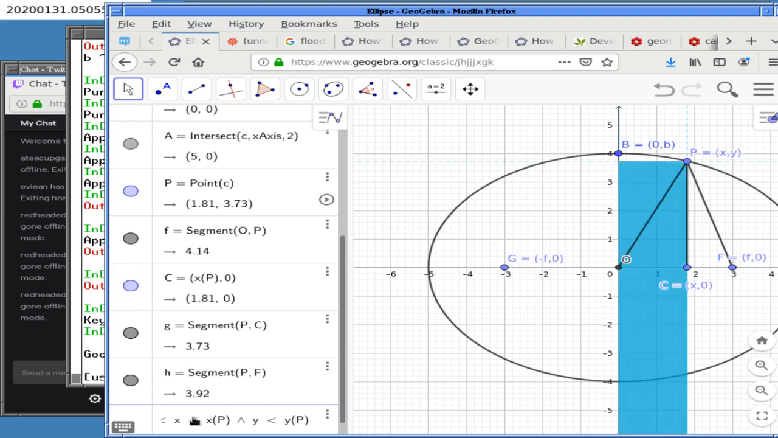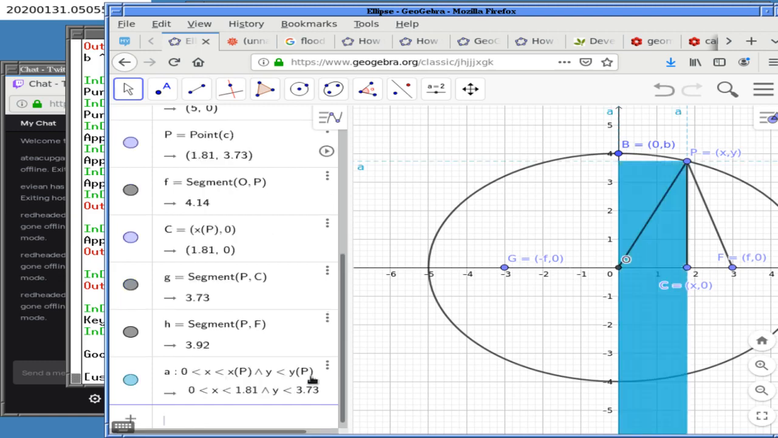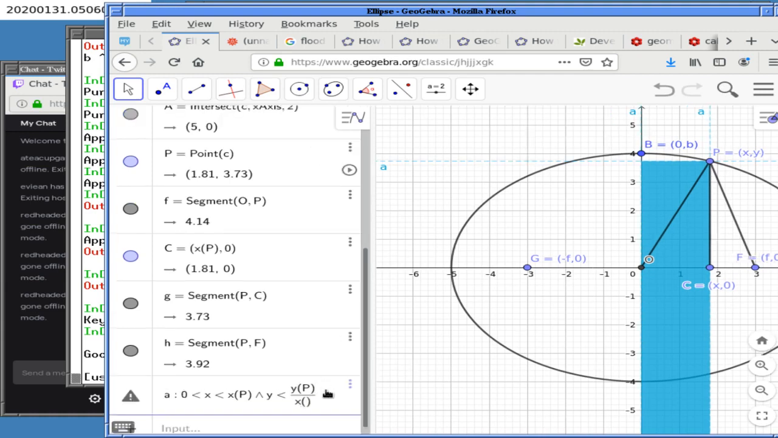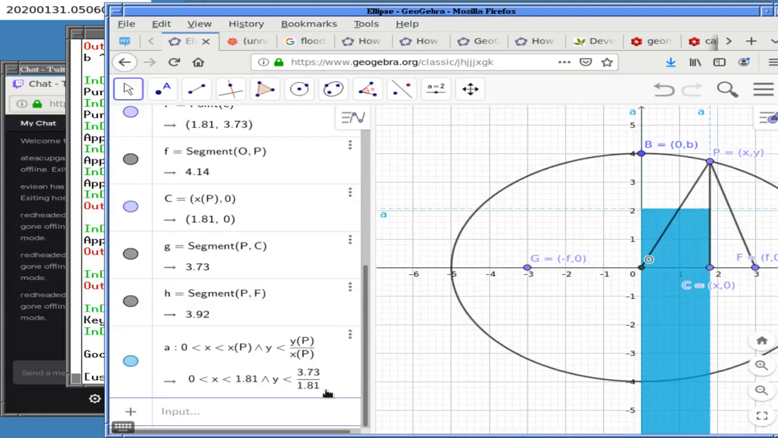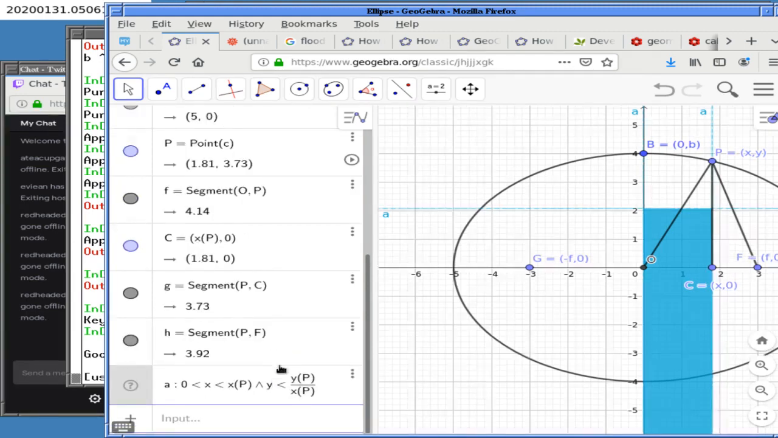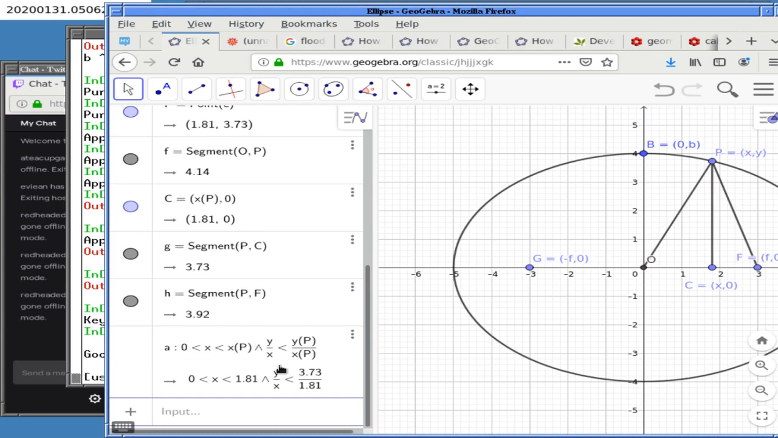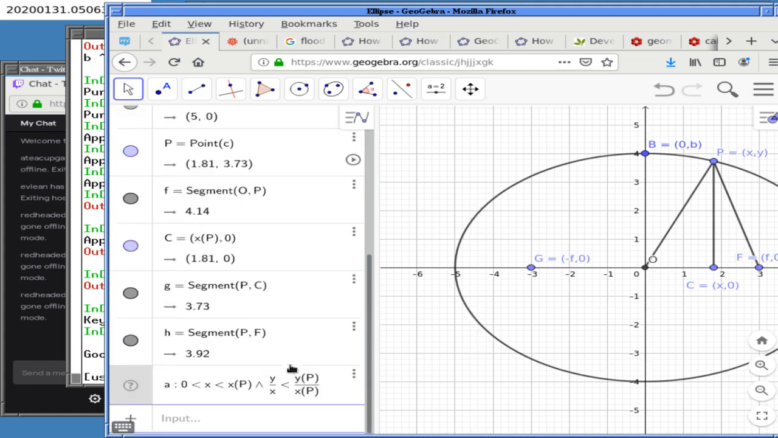And for some reason, this is not being nice. Well, that's interesting. Over x of p. That is not what I meant. I'm almost sure I meant it the other way, but that doesn't make sense, though. Hang on. And y over x is less than, that's probably what I meant. Okay, no. Greater than? That can't be right.